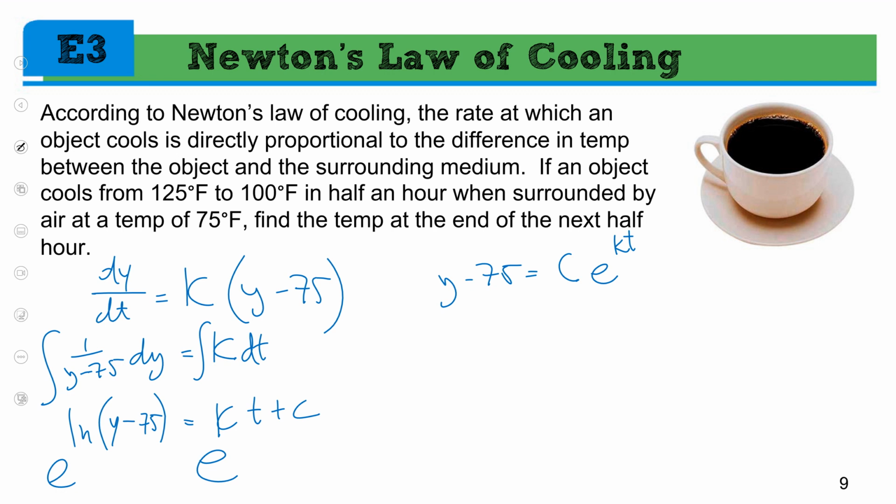Okay, we're working with hours here. So 100 minus 75 equals 125 e to the 1/2 k. Would it be 125 minus 75? No. Our starting amount is 125, it's cooling. Our final amount is 100. Okay?